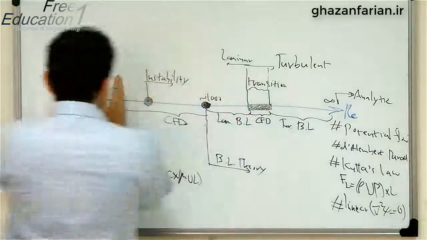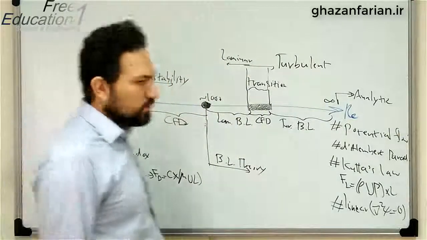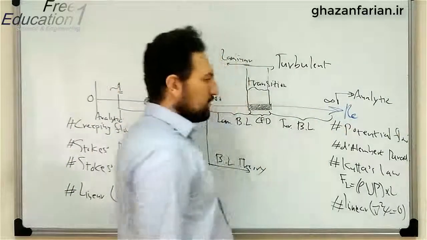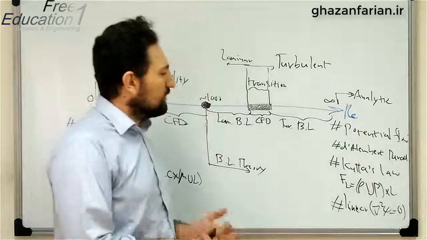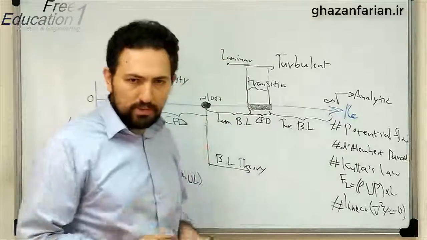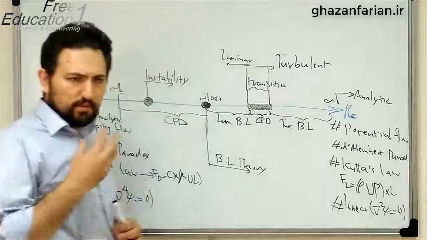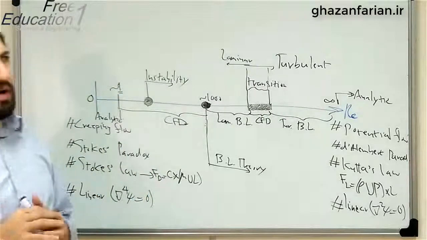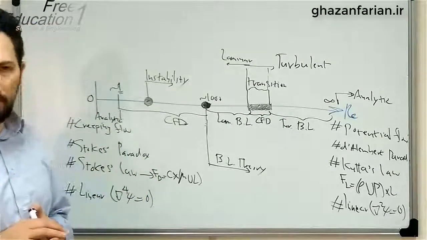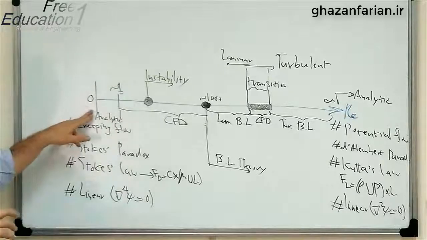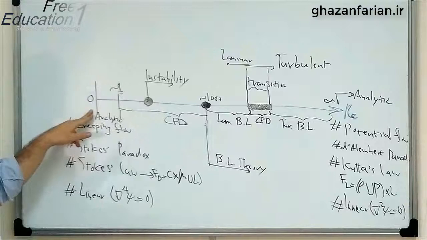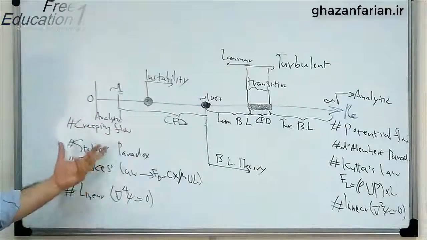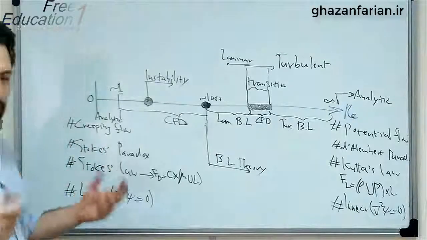Similar to this flow region here, we have another important flow at the other end of the axis, which is related to the high Reynolds number. Reynolds number is the ratio of the inertia and the viscous forces. So here in this part, we have negligible inertia in comparison to the viscous forces. So here the viscous forces are dominant.